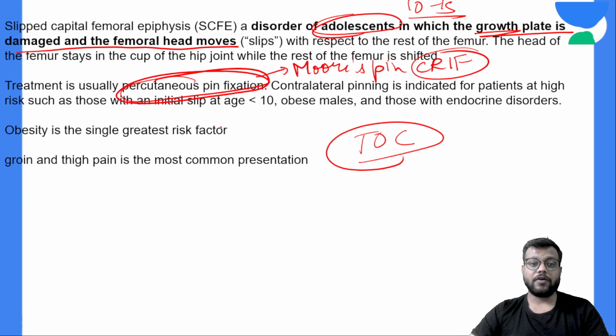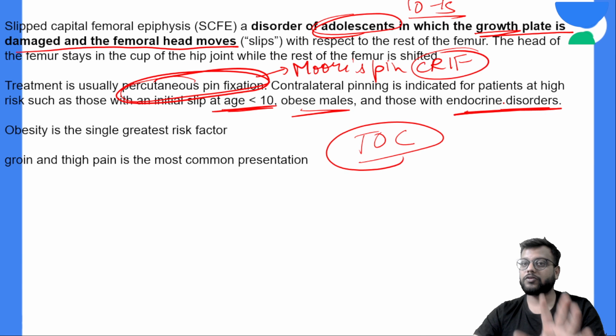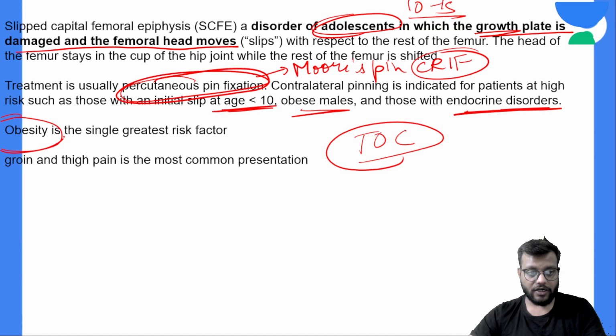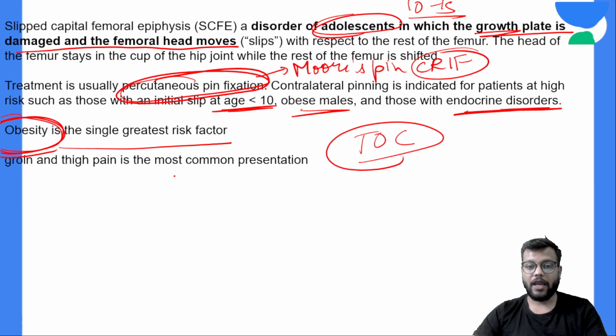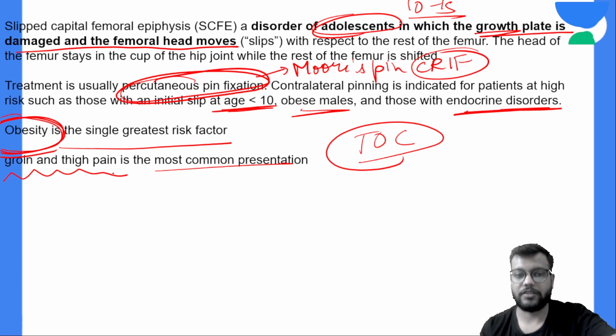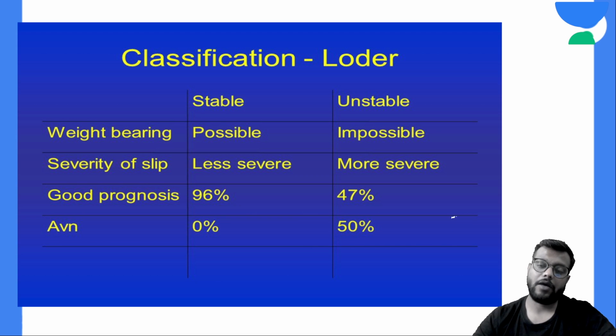And if there is high risk of contralateral SCFE, that is if the age is less than 10 years, the patient is obese, or there is some endocrine disorder, there is high risk of this happening in the opposite hip joint also. So contralateral pinning is also done. The most important and greatest risk factor is obesity, and the most common presentation is thigh pain and groin pain with difficulty in walking, that is limping. So this is your slipped capital femoral epiphysis.